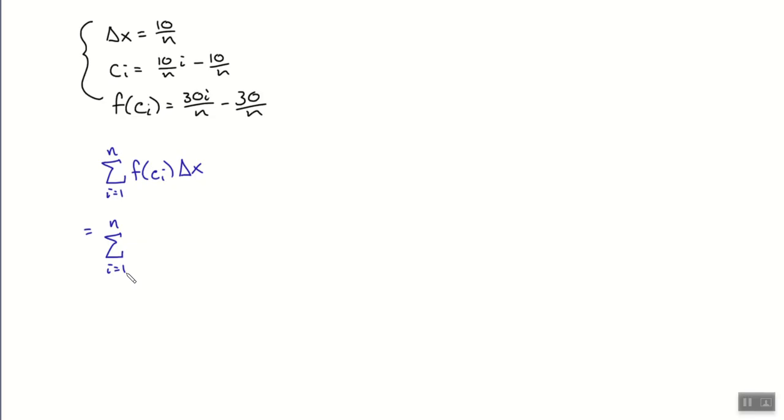Okay, so when we do this, I think we have the sum from i equals 1 to n of what? Okay, so 30i over n minus 30 over n times 10 over n. And then just again in pink, just to really stress this, what is this? For every left endpoint, and this is delta x.